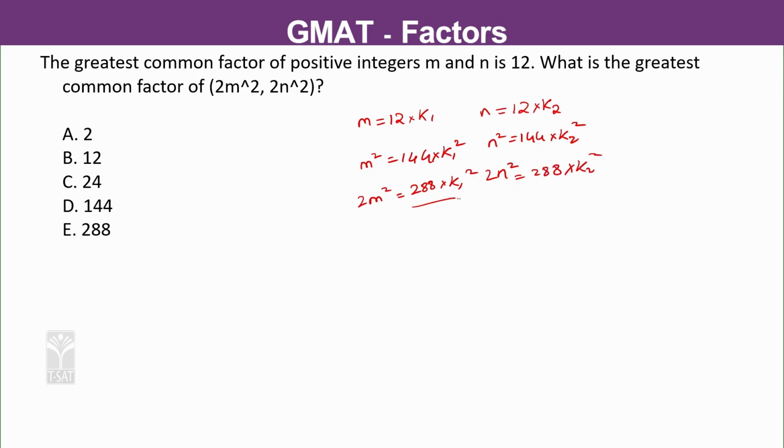So, when you look at these two numbers, what do you observe? They have a common factor of 288, and k1 and k2 do not have any other factors in common, because we were given that 12 is the greatest common factor of m and n. So, therefore, 12 into k1 is separate, 12 into k2 is separate. Therefore, the greatest common factor of 2m square and 2n square will be equal to 288, which is option E. Let us look at the next question now.